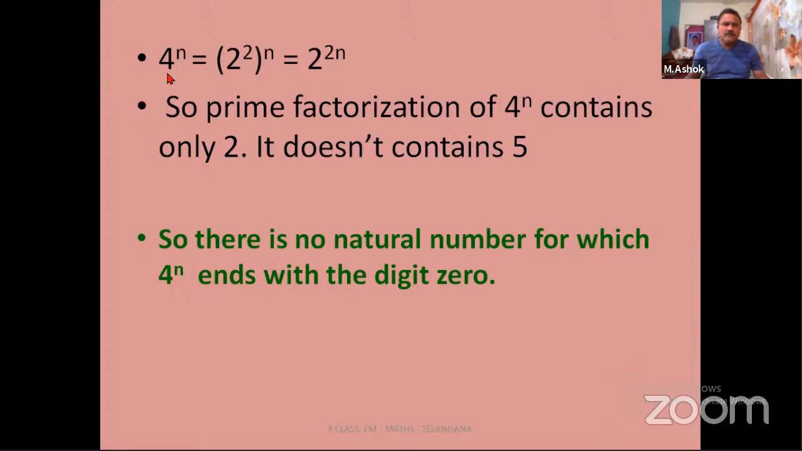So clearly 4 to the power of n does not end with the digit 0. In the prime factorization of a number, if 2 and 5 are both there, then it ends with 0. But for 4 to the power of n, only 2 is coming in its prime factorization. So 5 is not there. So there is no natural number for which 4 to the power of n ends with the digit 0. In this way you have to solve the sums.